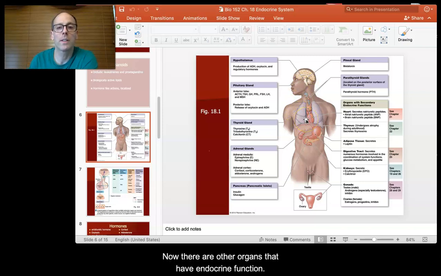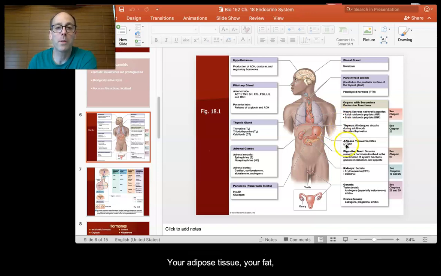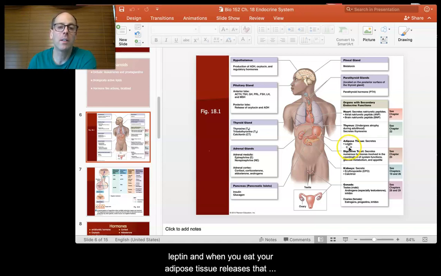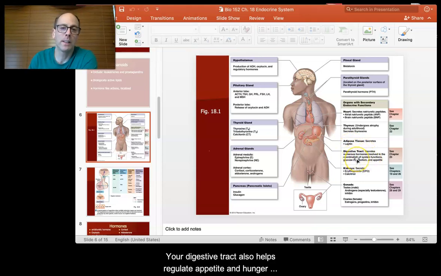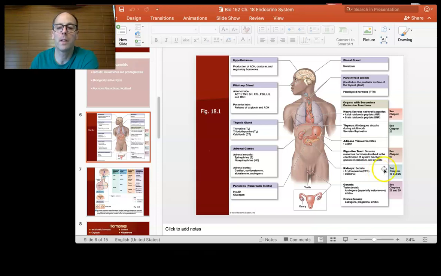Now, there are other organs that have endocrine function. For example, the heart releases hormones. Your adipose tissue, your fat, releases a hormone called leptin. When you eat, your adipose tissue releases that hormone, and that basically helps turn off your appetite. Your digestive tract also helps regulate appetite and hunger by releasing hormones when your stomach is full or when it's empty. And then the kidneys also produce hormones that regulate things like the amount of red blood cells that you have. And then, of course, the gonads, your ovaries and testes, make androgens or sex hormones.